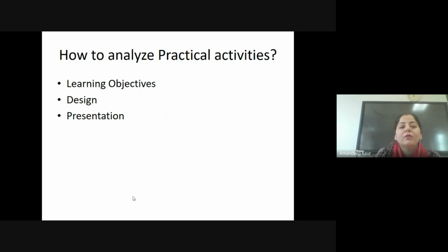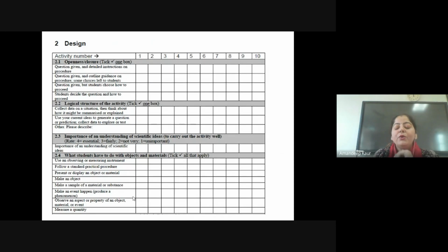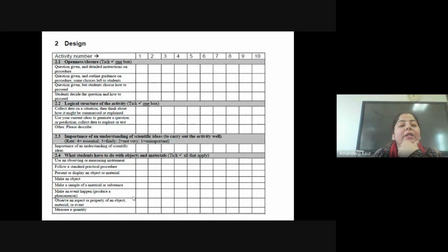So learning outcome, design or the activity specification part, or presentation. I will transfer my PowerPoint presentation to all of you, in which I have designed learning outcomes by referring to internet resources, that this may be the probable learning outcome as per the activity given to the student in the laboratory environment.